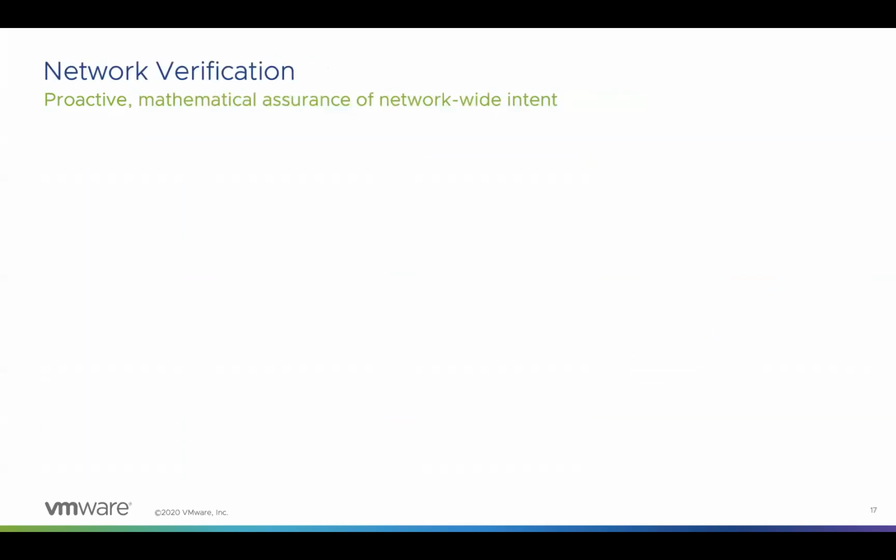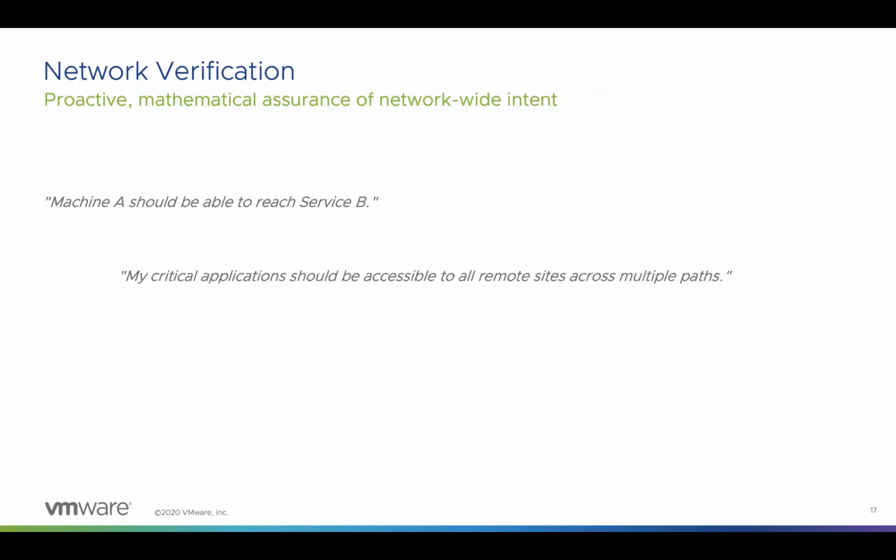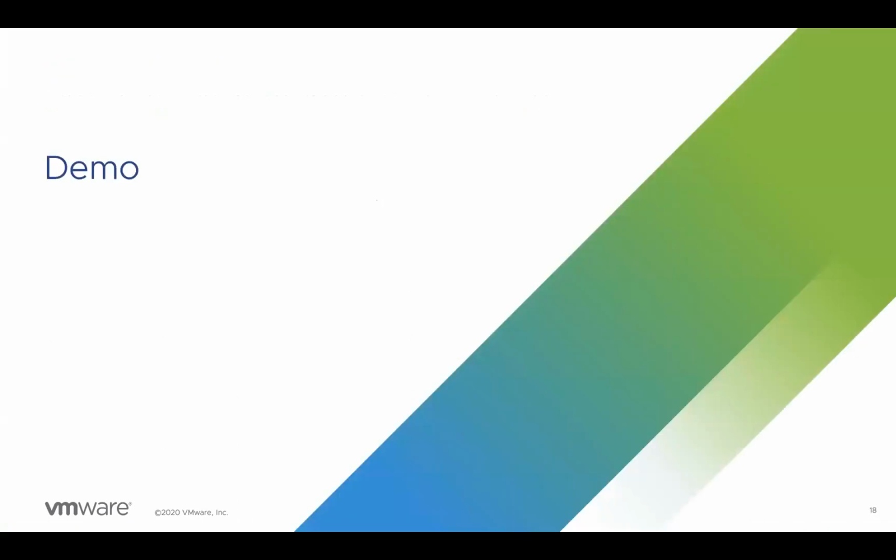So these are other use cases where we can say that machine A should not be able to reach service B. This is one of the intents. Or my critical applications should be accessible to all remote sites across multiple paths. This is another use case. Or another use case would be that cloud deployments should be isolated from the internet, except through the on-prem DMZ. So these are some of the use cases, and we will showcase this as part of the demo as well. So let's get into the demo.